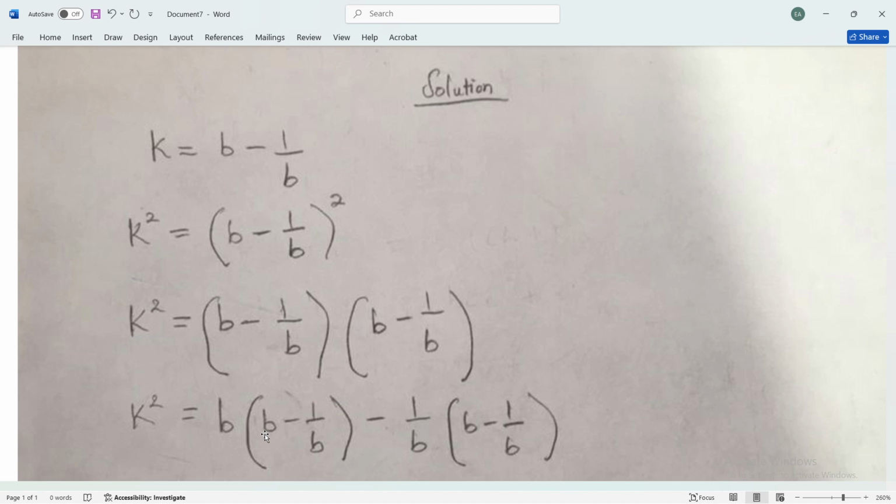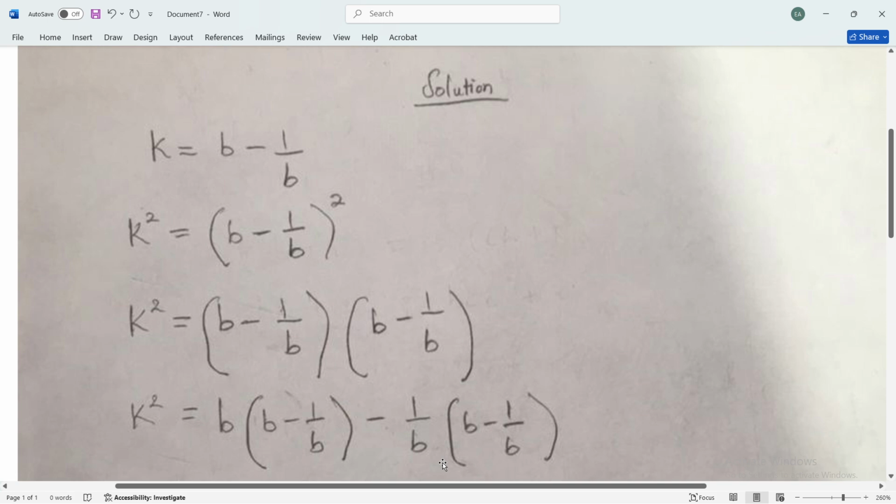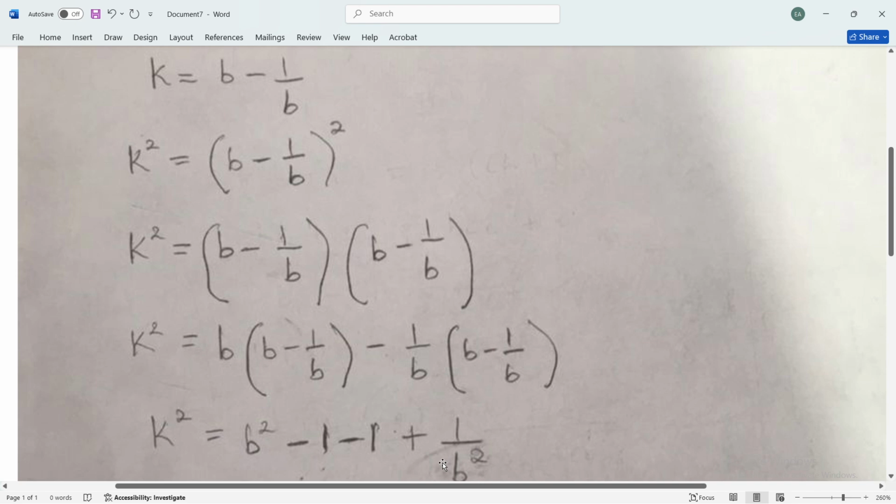minus the fraction 1 over B again, multiplying, in brackets, B minus the fraction 1 over B, as stated here. So here we expand. Now we are going to have K square equals, here, B multiplying B will give us B square.